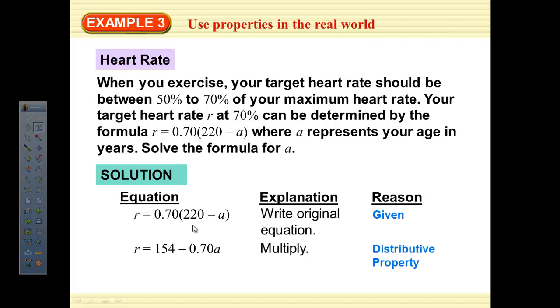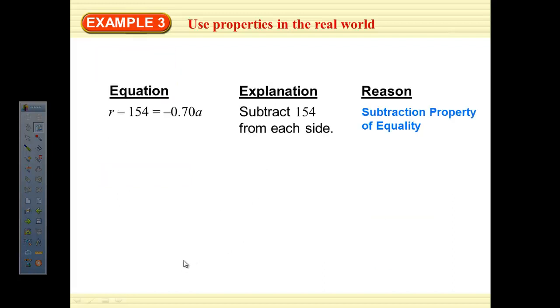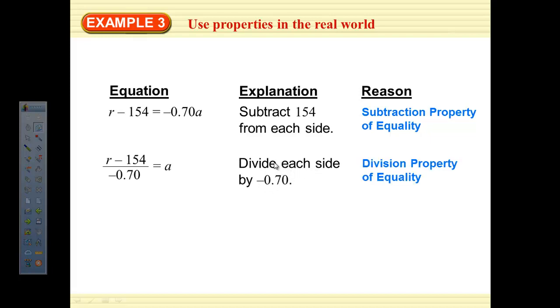We want to get A by itself, so our next step is to subtract 154 from both sides. If we do that, we end up with R minus 154 equals negative 0.7A. And of course, since we subtracted, we use the subtraction property. Our next step is to divide both sides by the negative 0.7. If we do that, this is what our equation looks like. We divided both sides by the same thing. That's the division property. Hopefully you're starting to see that these are all basically the same types of problems.